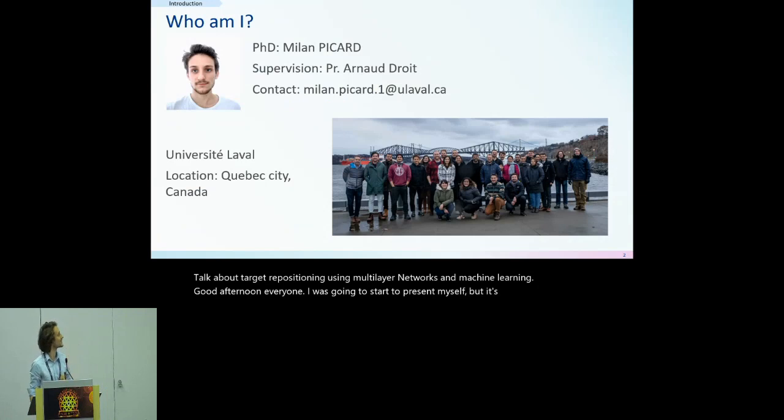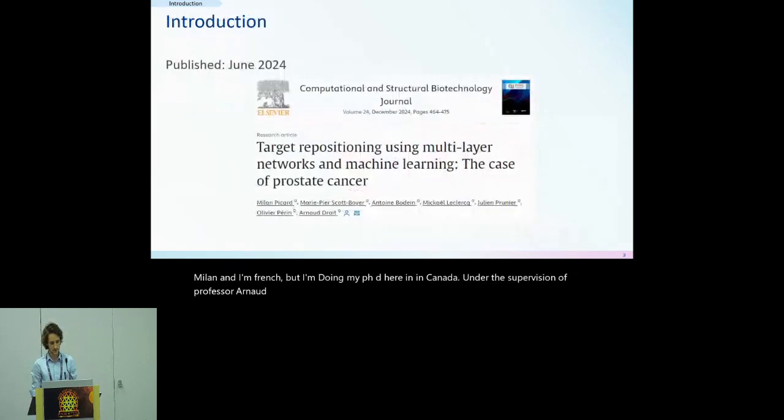My name is Milan, and I'm French, but I'm doing my PhD here in Canada under the supervision of Professor Arnaud Droit. So I'm going to present the results of a paper that was published this June in Computational and Structural Biotechnology Journal called Target Repositioning Using Multilayer Networks and Machine Learning in the Case of Prostate Cancer. So first, I'm going to define a few terms.